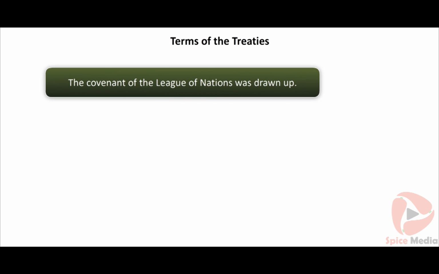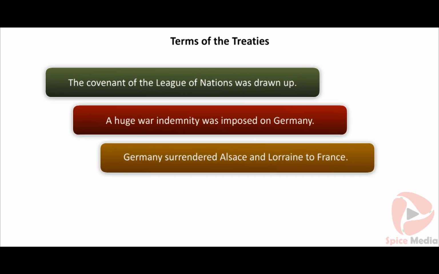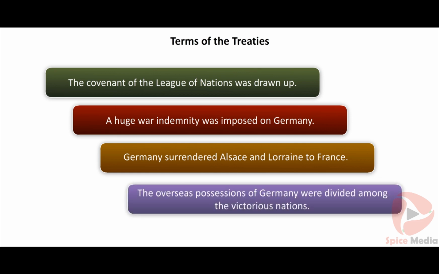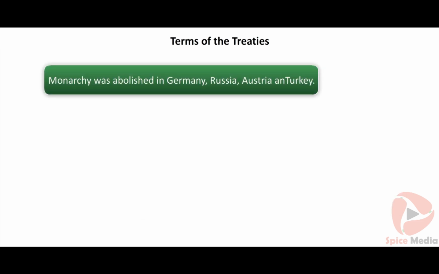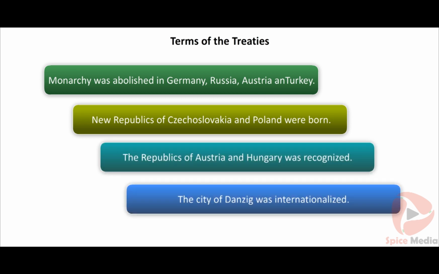Terms of the treaties. The Covenant of the League of Nations was drawn up. A huge war indemnity was imposed on Germany. Her army was reduced. Germany surrendered Alsace and Lorraine to France. She also gave up the Saar coalfield to be occupied by France for a period of 15 years. The overseas possessions of Germany were divided among the victorious nations.